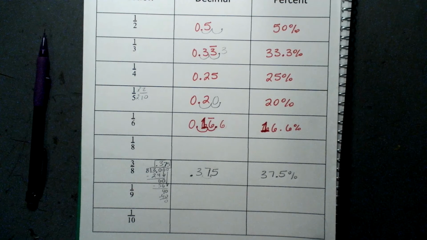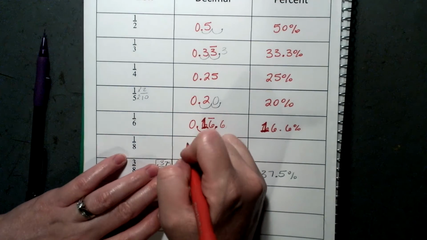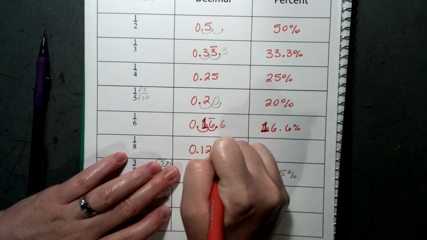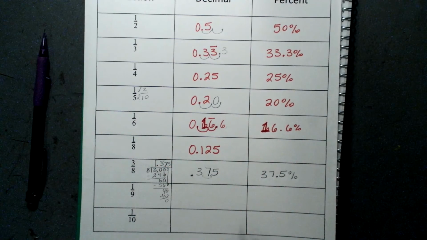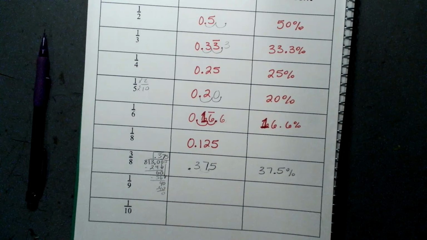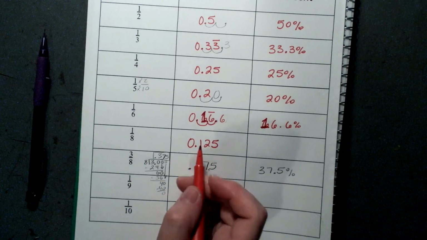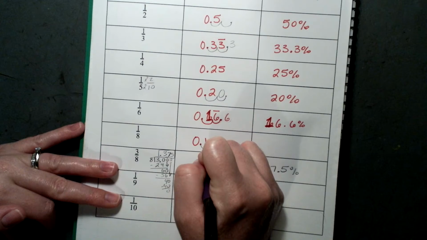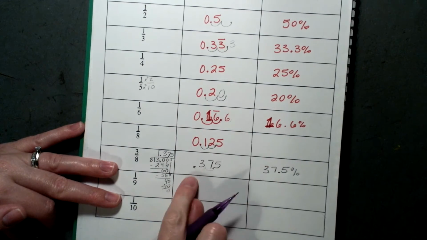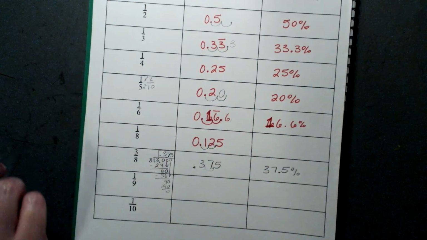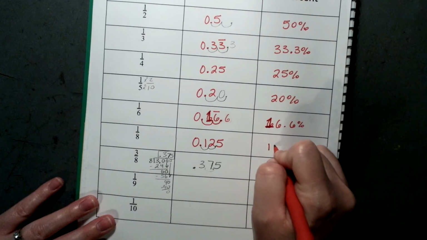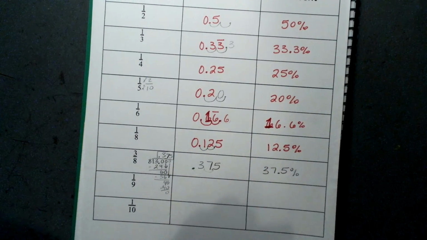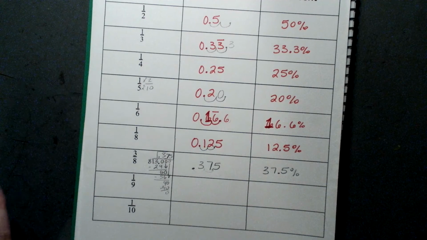1/8 is going to be 0.125. Now this one's a little easier because it's a terminating decimal, which means it doesn't repeat forever. It stops right there at the 5. So when I move my decimal 2 places to the right, it's going to be kind of like our 3/8 example that we did here. So we're going to have 12.5%. Okay.